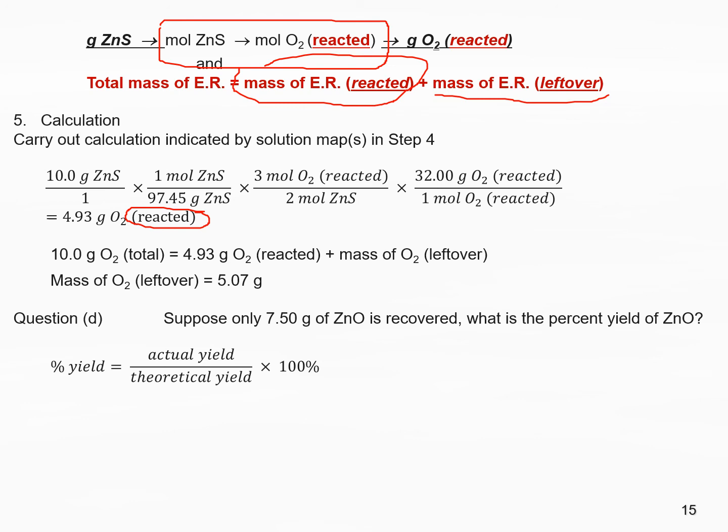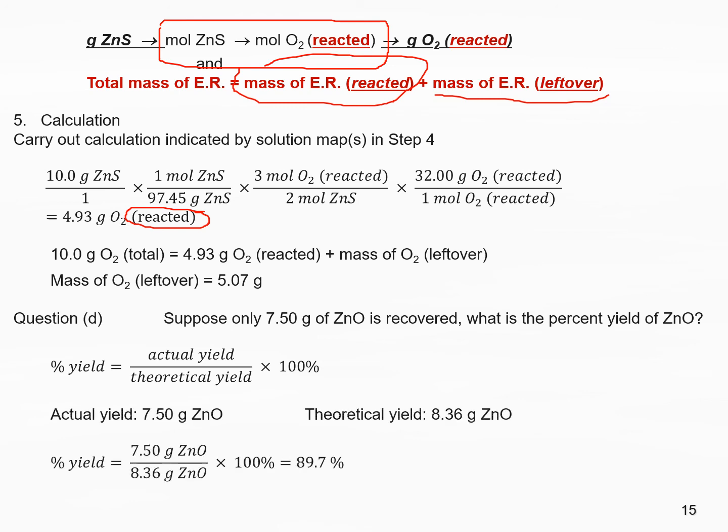So how do we recognize 7.5 grams? What is this? Remember, theoretical yield is what we calculated. So here, 7.5 grams has to be the actual yield. Once we realize that, everything else is very simple. So the percent yield is 89.7%.